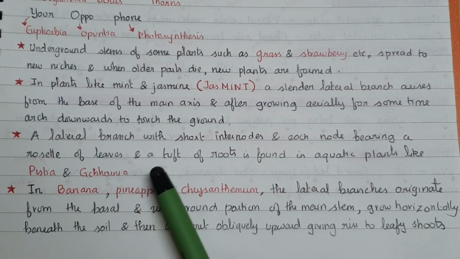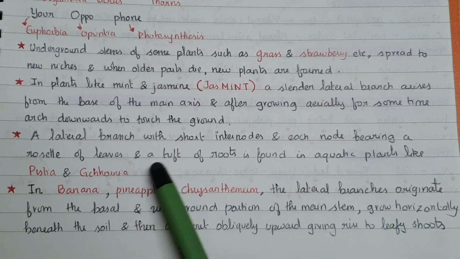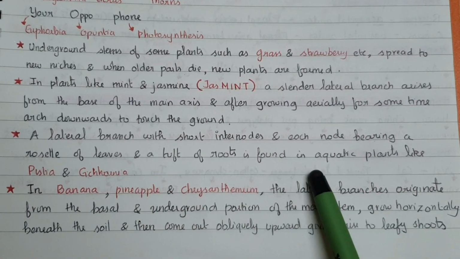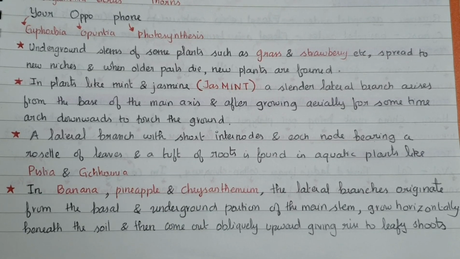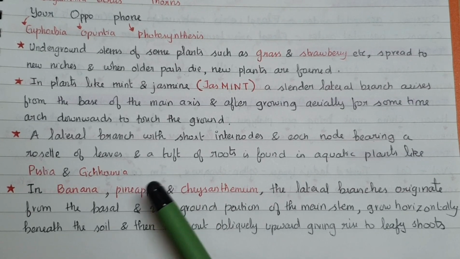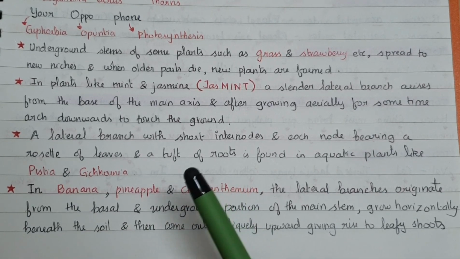Next is a lateral branch with short internodes, and each node bearing a rosette of leaves and a tuft of roots, found in aquatic plants like Pistia and Eichhornia. You can just refer to the picture of Eichhornia in your textbook, or Pistia and Eichhornia in Google. Then you will be able to understand this better.